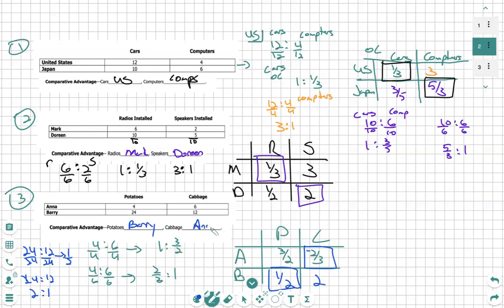All we need to do is find their respective opportunity costs and compare them with one another to find their comparative advantages.